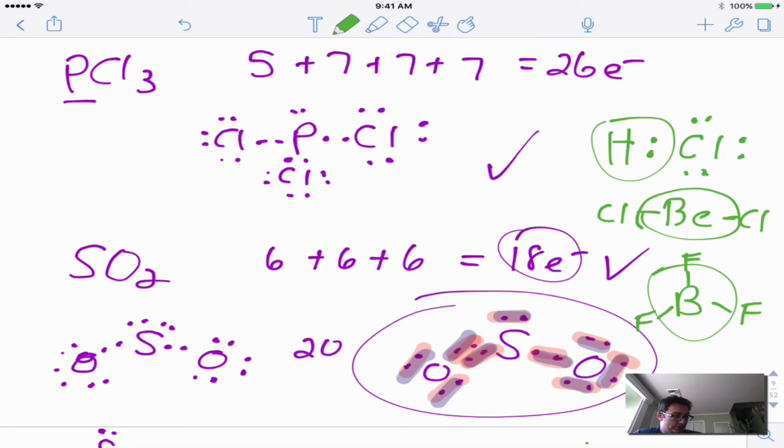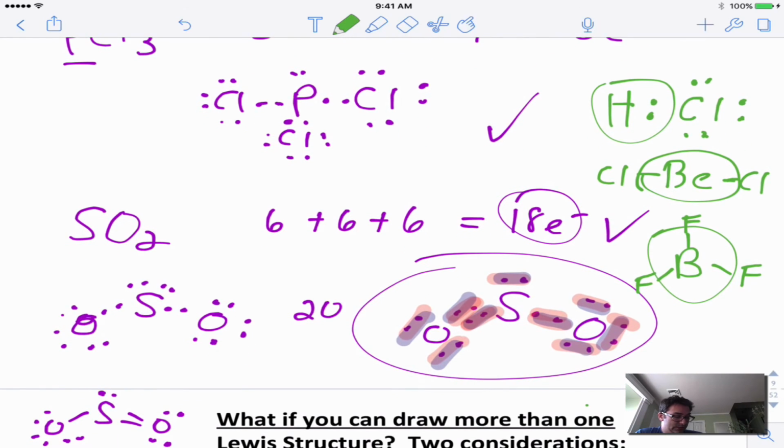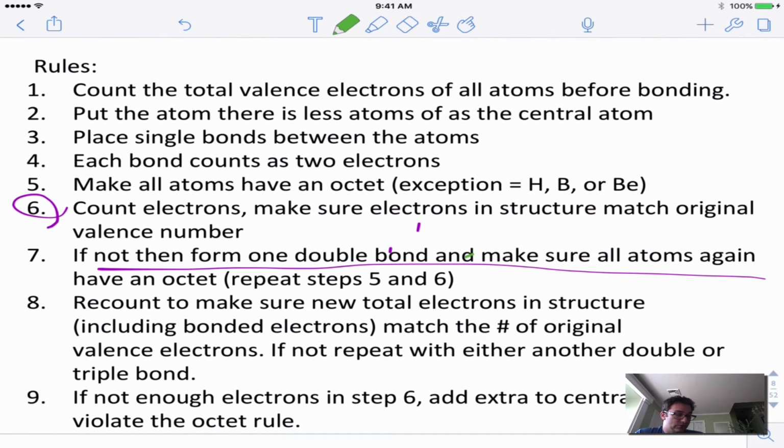So this is Lewis structures, and we're going to practice a lot of these in class, but this is a rundown. What you should spend your time doing is memorizing these rules and make sure that you know them.